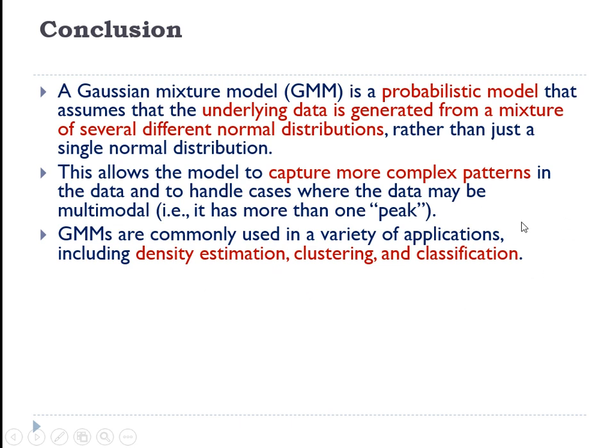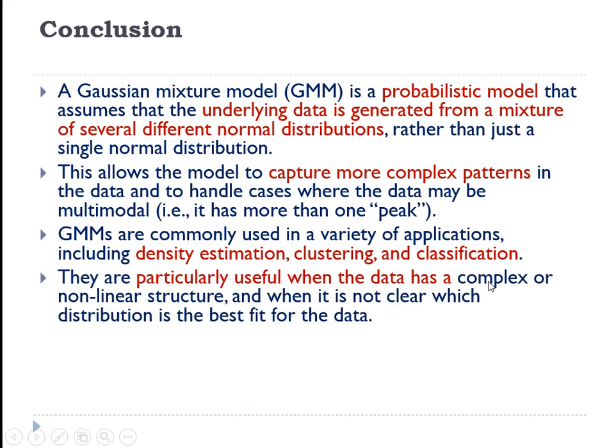GMMs have a lot of applications in density estimation, clustering, and classification. Particularly, GMMs are very useful when the data is very complex, or you have nonlinear data structures, or when it is not clear what kind of distribution it is. So to conclude, the Gaussian mixture model is a probabilistic model and very useful for complex patterns.